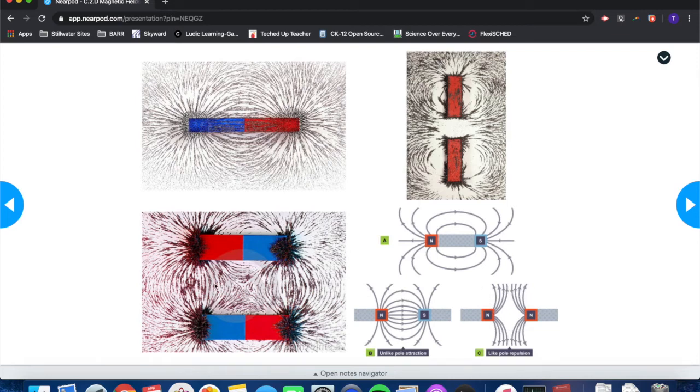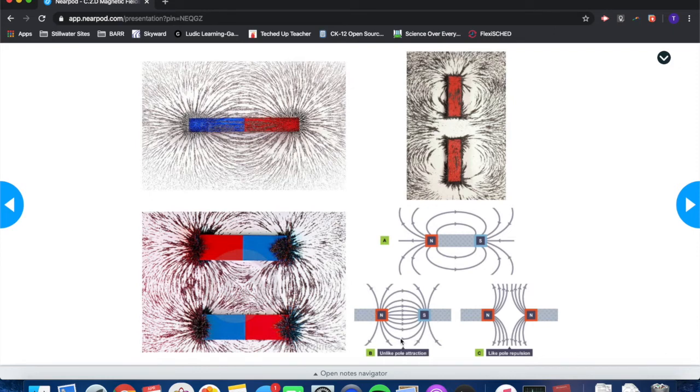Over here, you can see opposite poles next to each other, and what you notice is that there are a bunch of iron filings there. That's because the magnetic field in the area between those two poles becomes stronger when you place opposite poles next to each other, meaning that opposite poles are attracted to each other. So you can see right here that unlike poles attract each other.